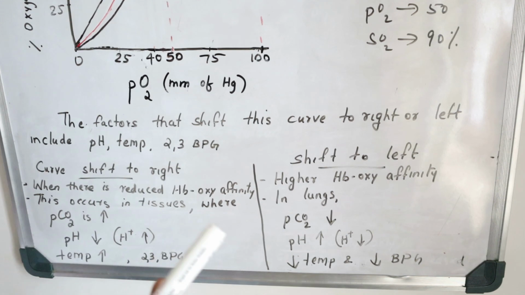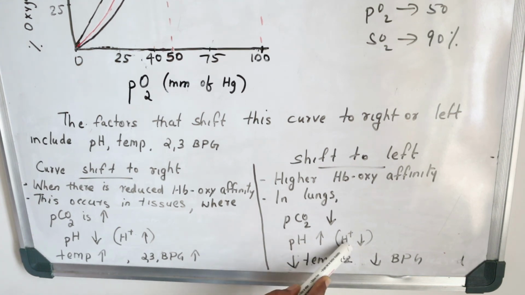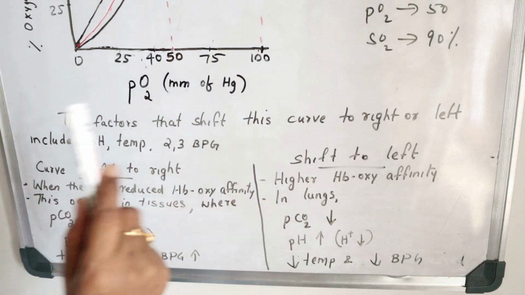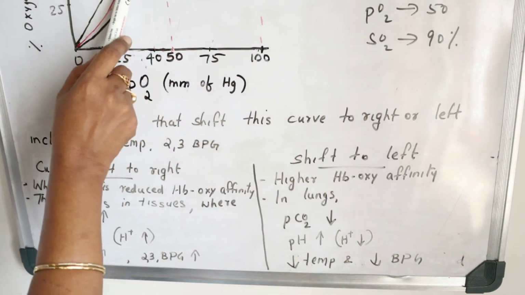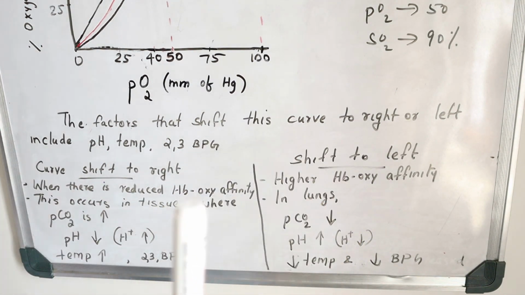We know this occurs when there is higher Hb, hemoglobin, oxygen affinity, because it is in the lungs where PO2 is high, as we have seen, and the partial pressure of carbon dioxide is less there, pH is high there with decreased H plus, and decrease in temperature, decrease in bisphosphoglycerate. All these factors will favor or will increase the oxygen affinity of hemoglobin, and that will cause the shift of the curve to the left side, thereby increasing the oxygen saturation of hemoglobin.